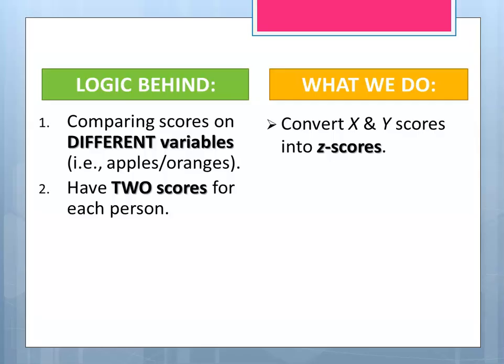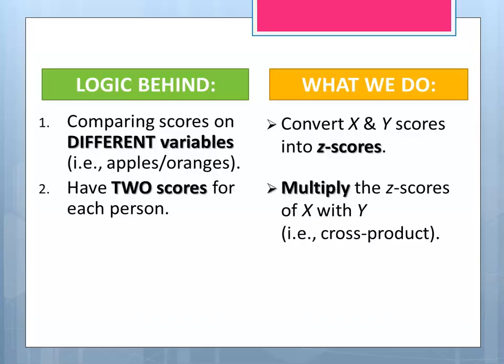Second, since we have two variables, we have two scores for each person. We have to take into account both of these scores. Therefore, we will multiply the z-scores of the x variables with the z-scores of the y variables. We also refer to this as a cross product.